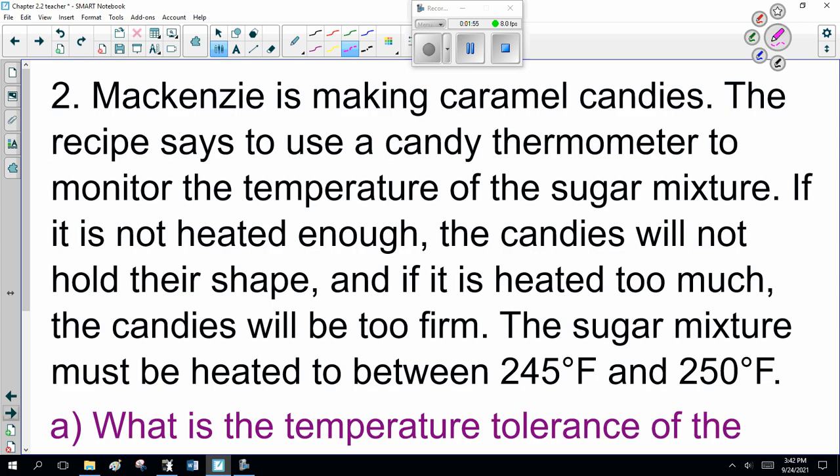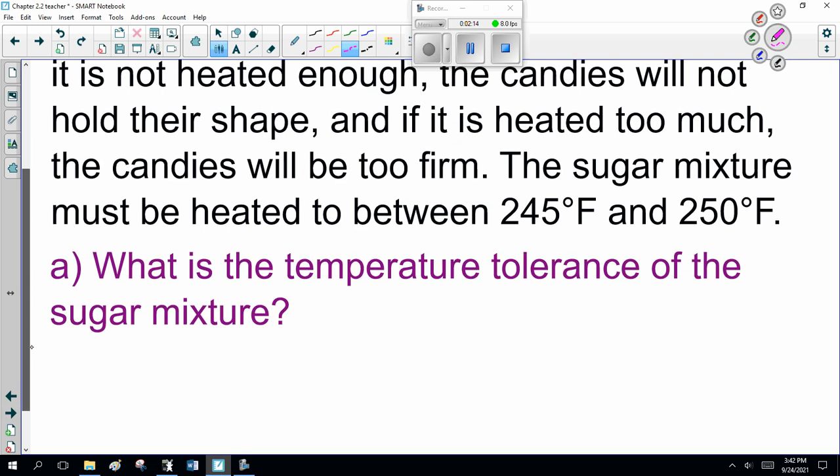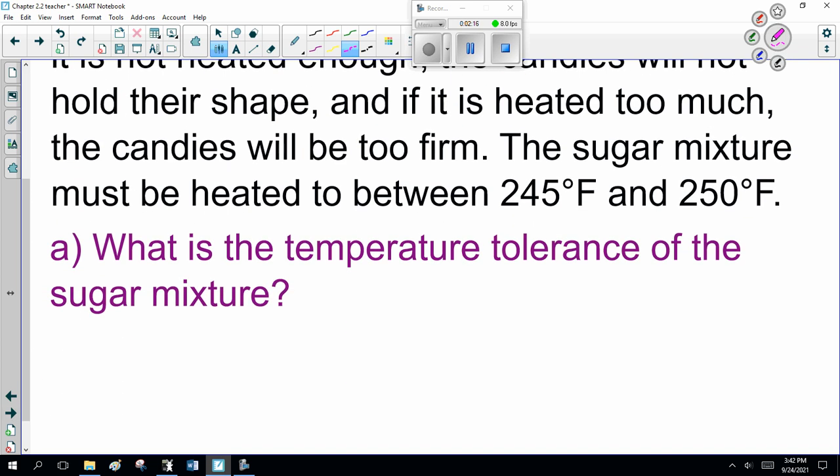Anyway, let's do some examples. That might be easier. So, Mackenzie's making caramel candies. The recipe says to use a candy thermometer to monitor the temperature of the sugar mixture. If it's not heated enough, the candies will not hold their shape, and if it's heated too much, the candies will be too firm. The sugar mixture must be heated to between 245 degrees Fahrenheit and 250 degrees Fahrenheit.